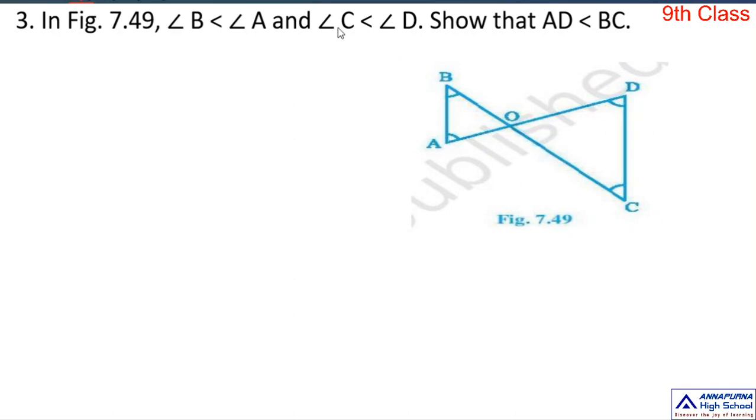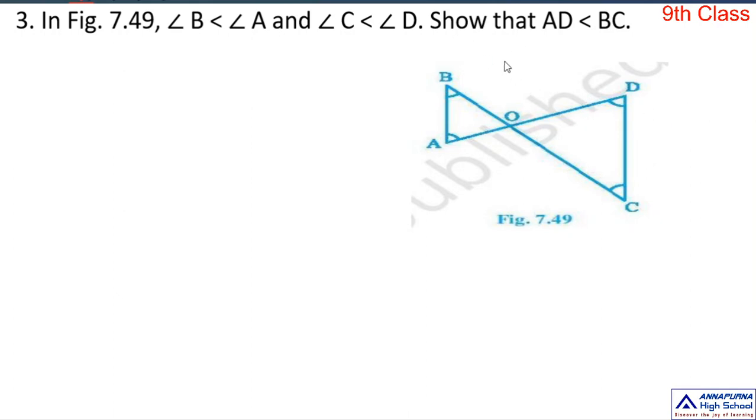Next, angle C is less than angle D. COD is another triangle. Angle C is the smallest angle. Angle D is the largest angle.